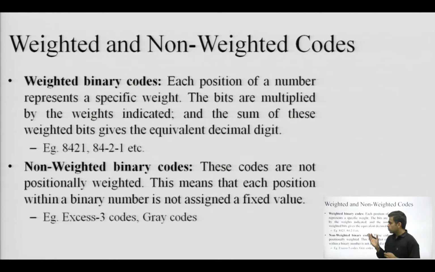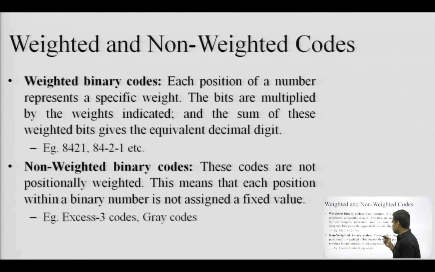Broadly classifying the binary codes, there are two categories: weighted binary codes and non-weighted binary codes. For weighted binary codes, as the definition suggests, each position of a number represents a specific weight. The bits are multiplied by the weights indicated, and the sum of these weighted bits gives the equivalent decimal digit. That means, if a binary code is weighted, then multiplying those bits by their corresponding weights and adding the results should give me the decimal number. So, this is a weighted code, and the examples are 8, 4, 2, 1 and 8, 4, minus 2, minus 1. All of these are weights.